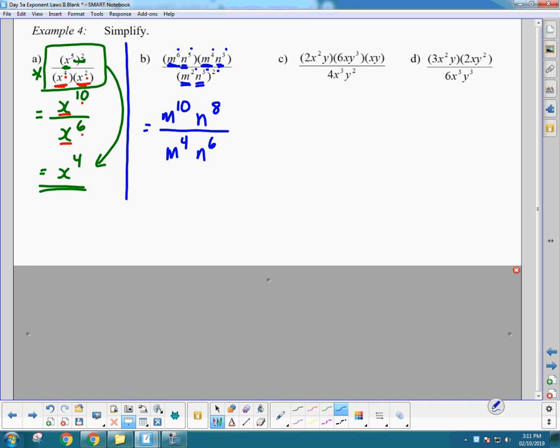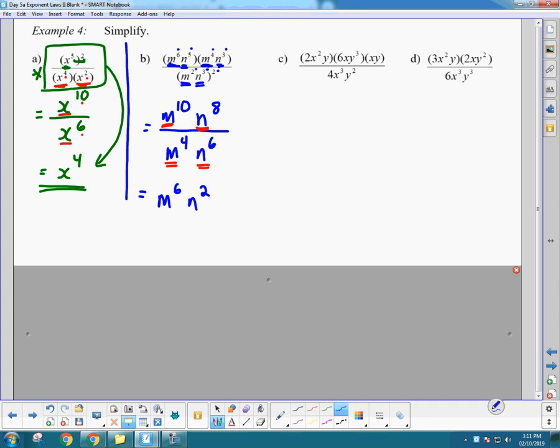Now we've left ourselves with a division, and we know that when we're dividing powers with the same base, we keep the base and subtract the exponents. Make sure we do it with the same powers. So the m to the power of 10 and the m to the power of 4 is m to the power of 6. And then the n is separate. N to the power of 8 divided by n to the power of 6. We keep the base and subtract 8 minus 6 and get 2.